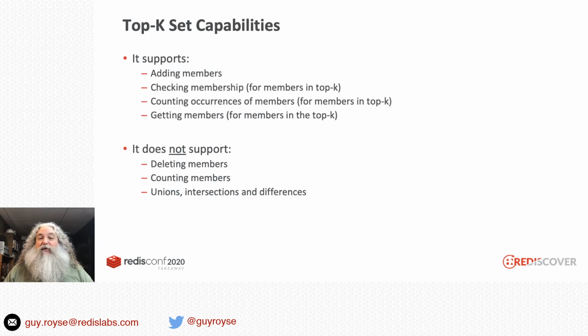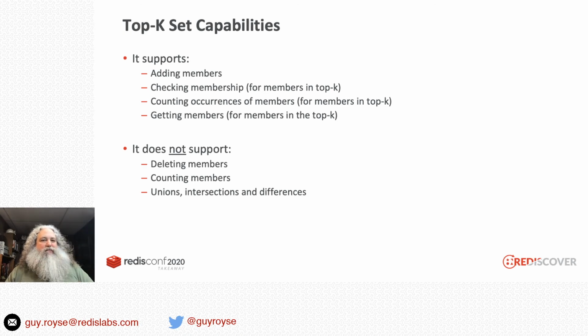So top K supports adding members, of course, checking membership, counting occurrences of members, just like count min sketch, and getting members, but only if they're members of the top K. So if they're in the top 5 whatevers, then you can do that. But if they're not, you can't ask that question. If you check the membership on something that's not in the top K, it will say it's not in the top K, so it's not in the list. It's in the set, but it's not in the top K, so it doesn't matter.